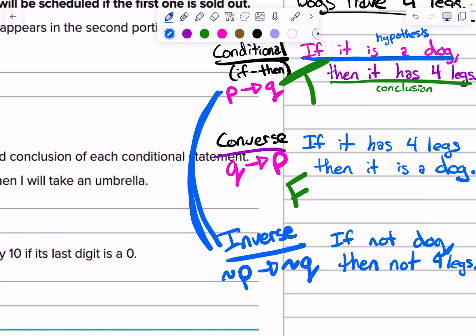Let's see if that's true or false. If we're not talking about a dog, does that mean it does not have 4 legs? No, because we could still be talking about something with 4 legs. So that is false. If it's not a dog, that doesn't necessarily mean my animal's not a 4-legged animal.